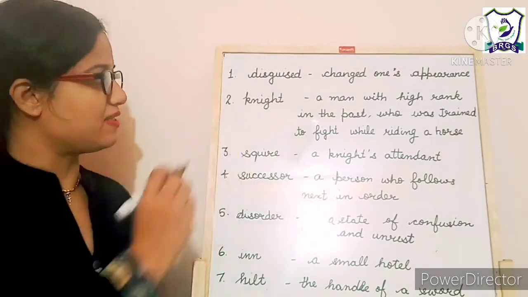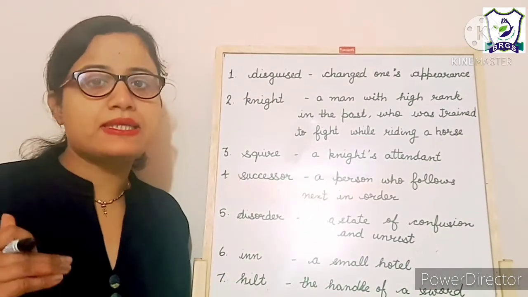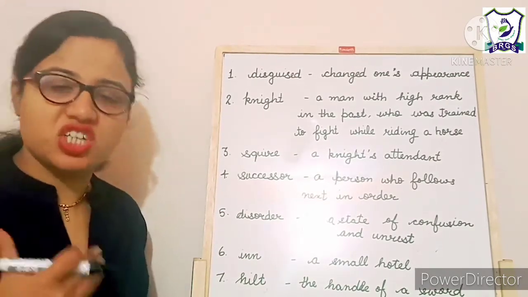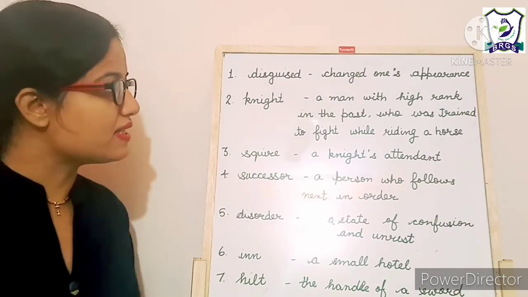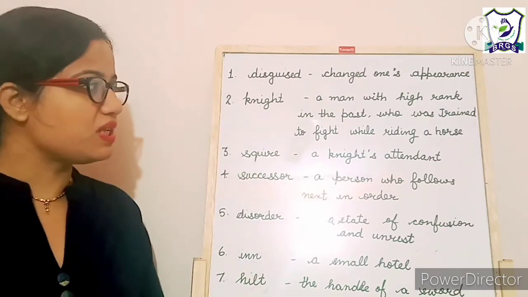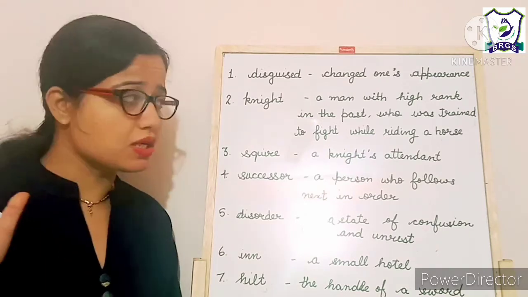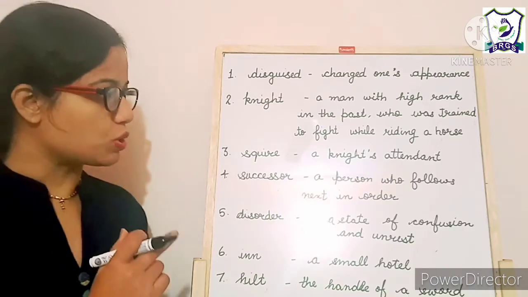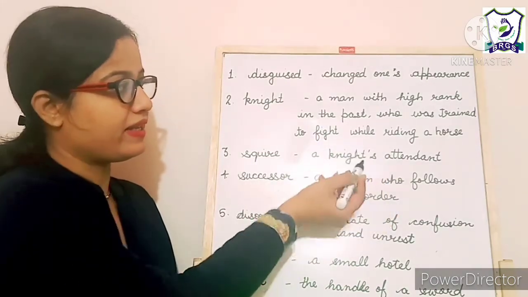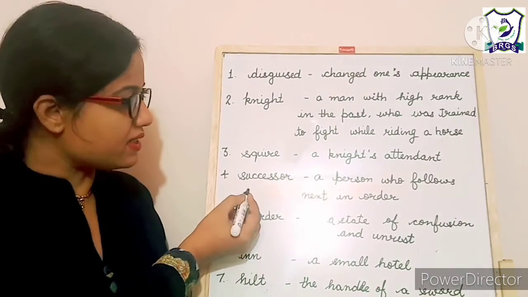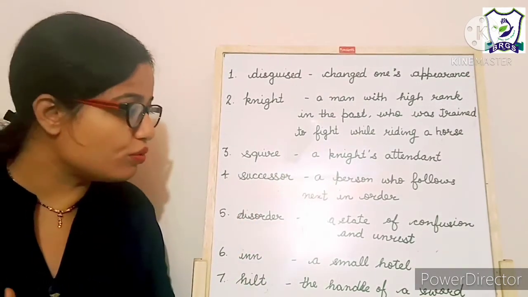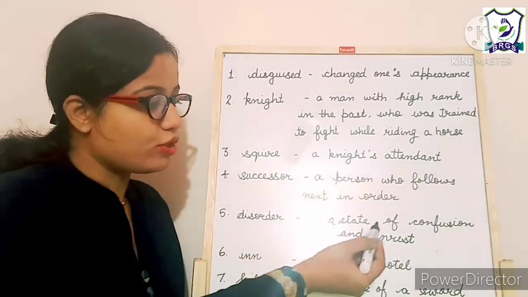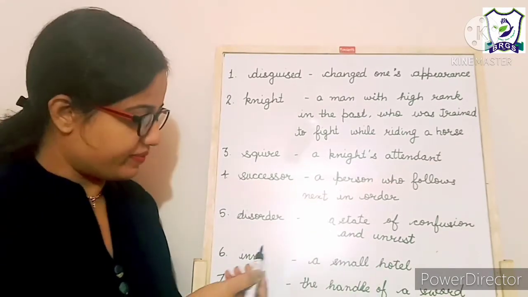Number one is disguised. Disguised means changed one's appearance so that no one could recognize them. किसी की appearance change कर देना ताकि उन्हें कोई recognize ना कर सके. Then knight. Knight means a man with high rank in the past who was trained to fight while riding a horse. Then squire. Squire means a knight's attendant. एक knight का जो attendant हो. Then successor. Successor means a person who follows next in order. Disorder. Disorder means a state of confusion and unrest.